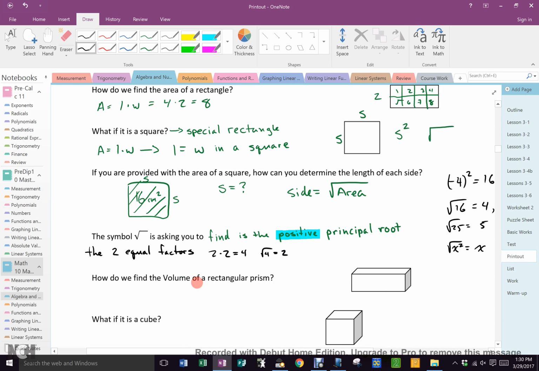Shift gears. How do we find the volume of this thing? Area of the base times what? The height, right? So the area of the base here is this rectangle, right? Everyone agrees? Since it's a rectangle, it must have a length and a width, correct? And then we multiply that by the height. Everyone cool? Okay. So volume is length times width times height. What if it's a cube? A cube is a special prism. What is special about it?